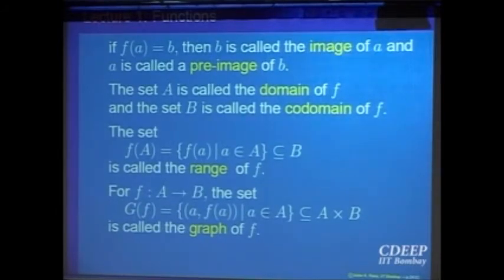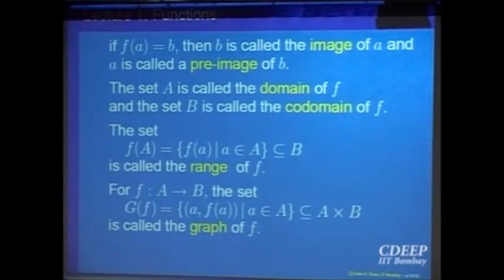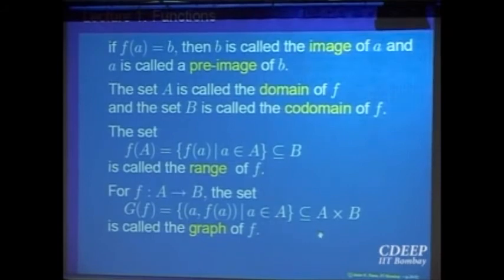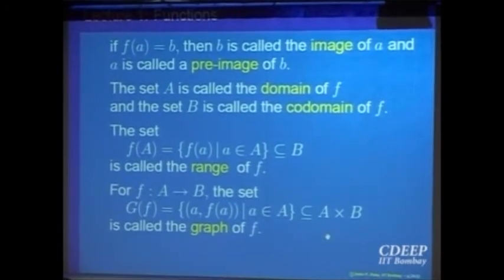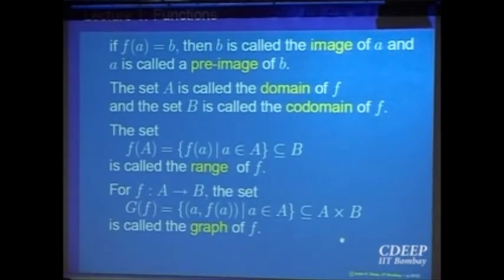So graph is a set actually, but we can represent it as a picture. So how would you represent it as a picture? We draw two lines, domain as horizontal line, range as the vertical line, and then plot the points a comma f of a. That is a subset of the cross product of two sets, a cross b. A is a set, b is a set. You can find a cross product of sets, which is again a set. So graph is a subset of the cross product.